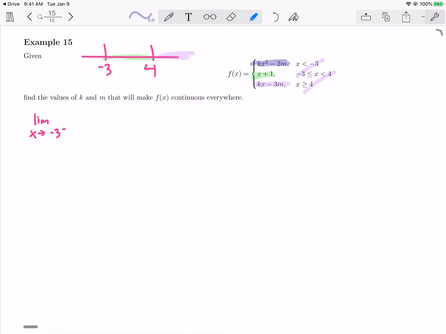And from the left I'm using the top piece. So from the left I'm using the kx squared minus 2m. Plug in negative 3, I'm going to get 9k minus 2m. Limit from the right, I have to use that middle green space. So that's the x plus 1. So I'm going to get negative 3 plus 1 is negative 2.